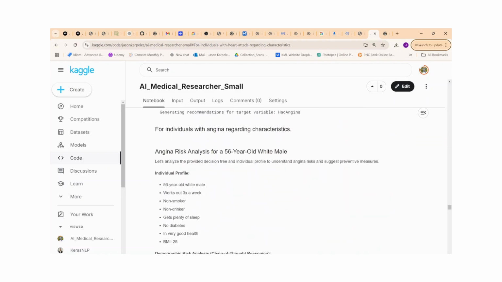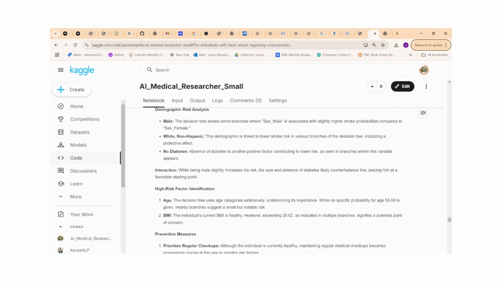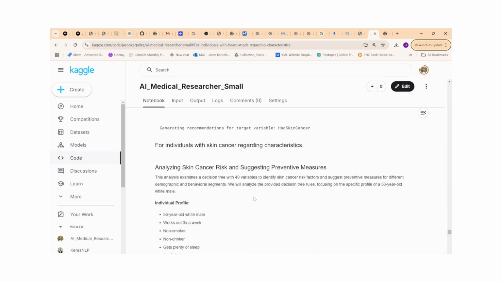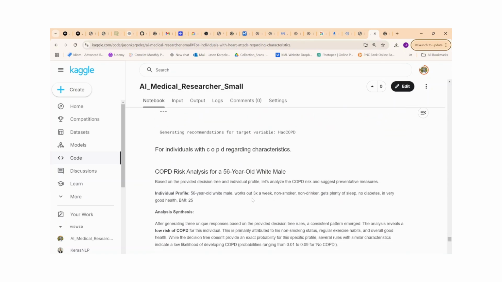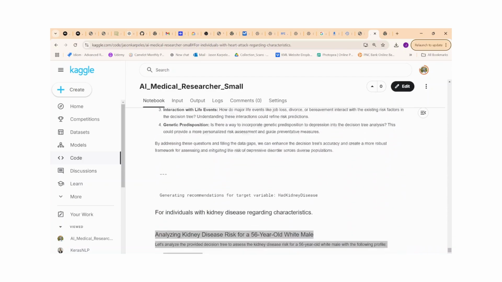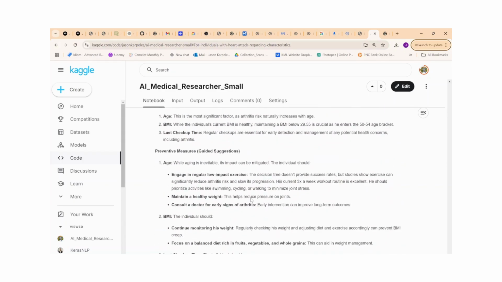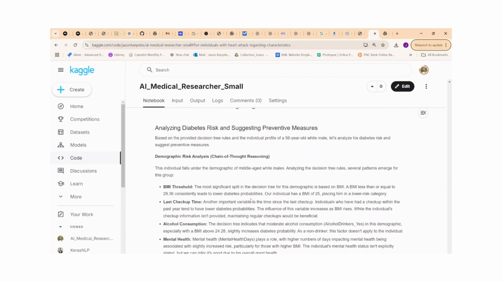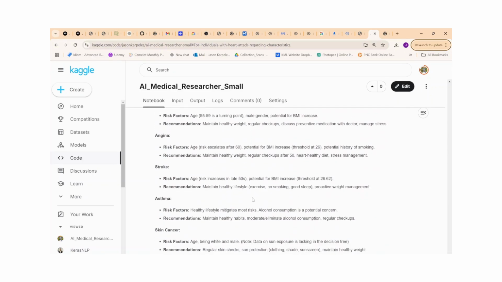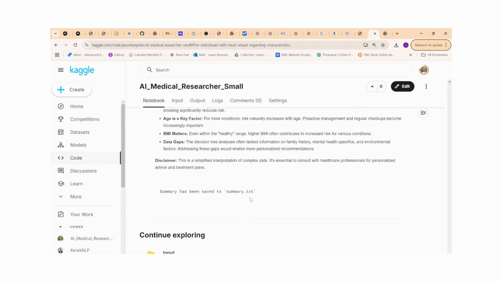And then it does it for angina, more rules, stroke, asthma, skin cancer, COPD, depressive disorder, kidney disease, arthritis, diabetes. And then it summarizes all of the results from all of these conditions. A lot of rich information here.